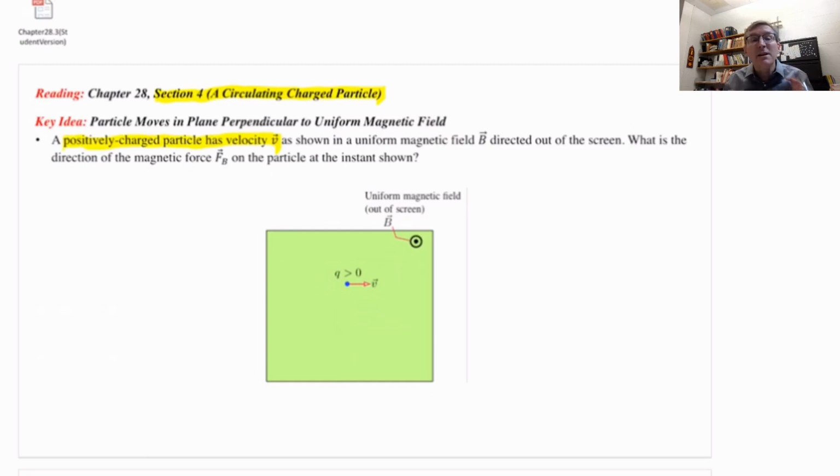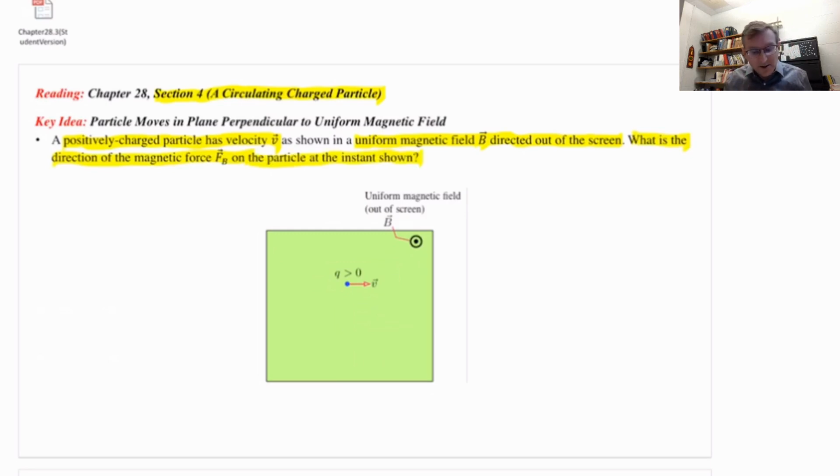And it's immersed in a region, the green shaded region, where there's a uniform magnetic field, B arrow, that is directed out of the screen. And there's all that information there showing you that. That magnetic field region is that green shaded region. And everywhere in that region, the magnetic field is coming out of the screen towards us and has the same value. At this moment in time, for that particle with that charge, with that velocity, in that magnetic field, here's the first question. What is the direction of the magnetic force, F sub B, on the particle at this instant?